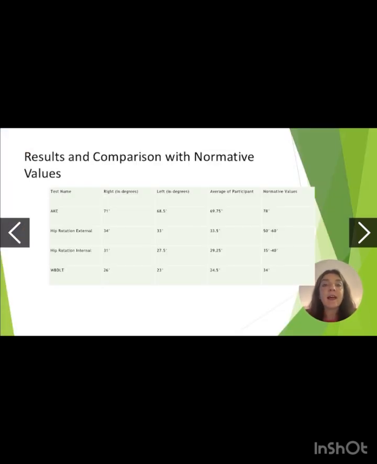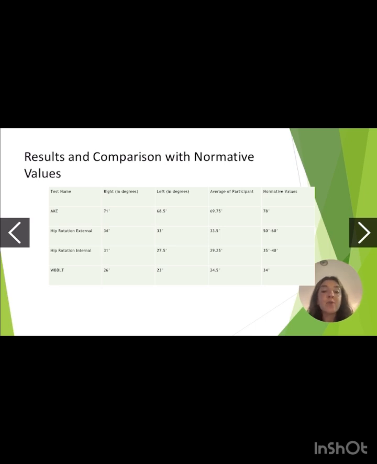The results and comparison with the norms. First, the active knee extension test. This is a 1990 test and it evaluates hamstring flexibility. This assessment is designed to measure the level of active knee extension possible while the hip is flexed. This is crucial for movements such as running and kicking.